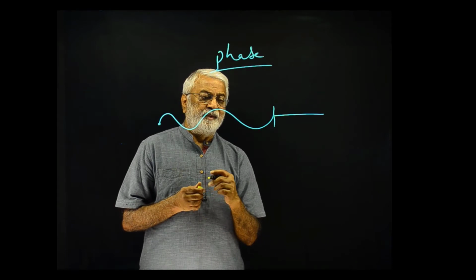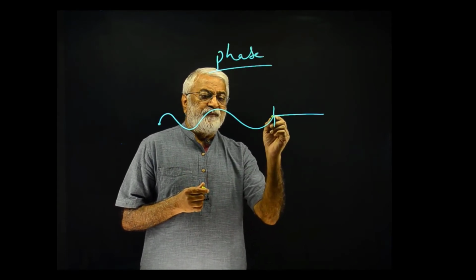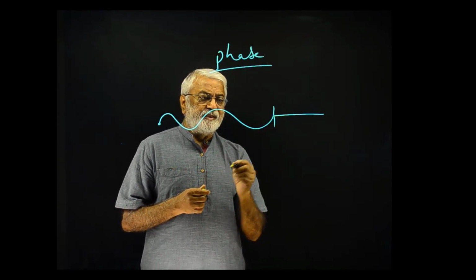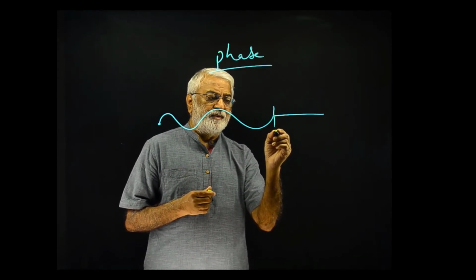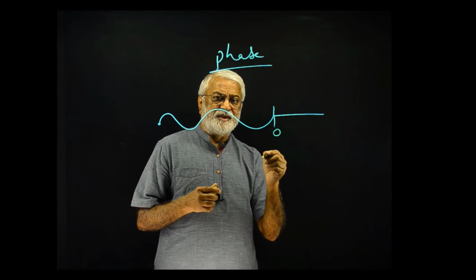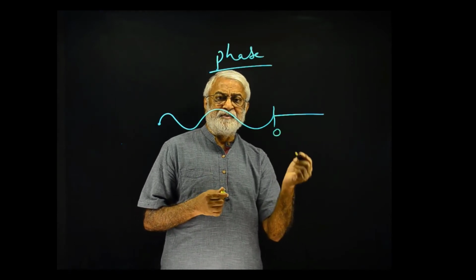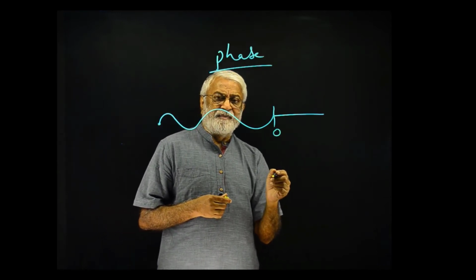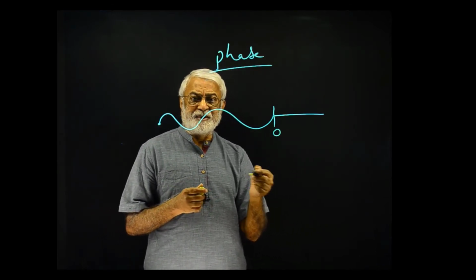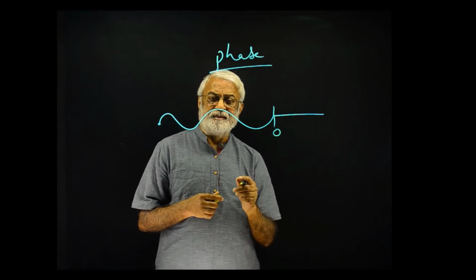Now, well, different particles are in different states of vibration, and this particle is just about to get disturbed. So let's say it's phase 0. Phase is a term which refers to the state of vibration. Now what does that mean? Well, how do you refer to state of vibration of a vibrating particle?